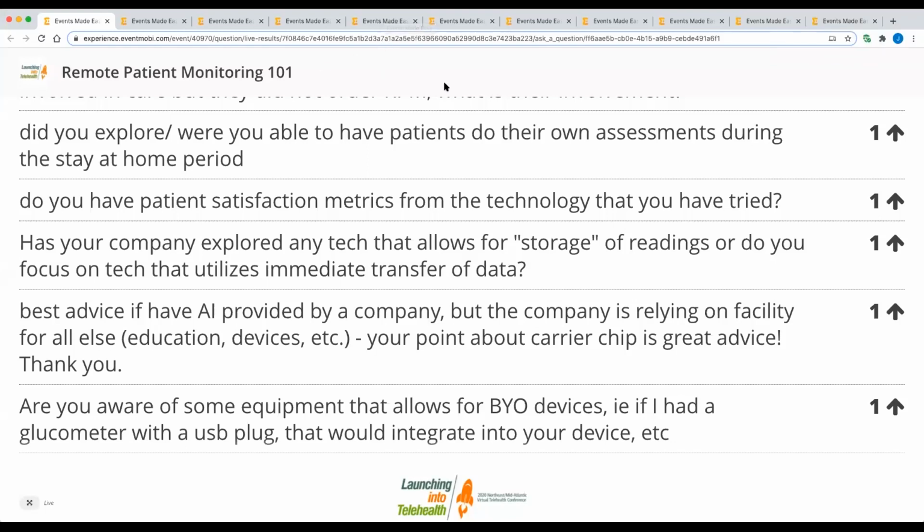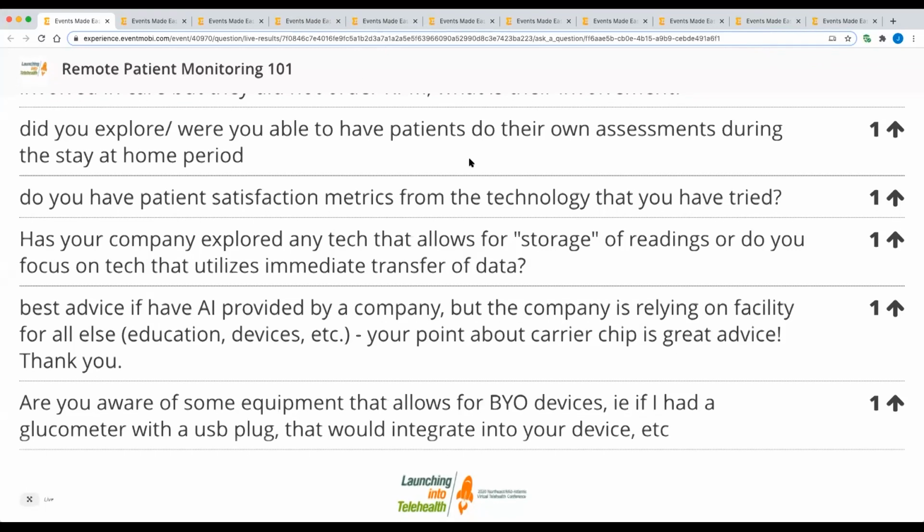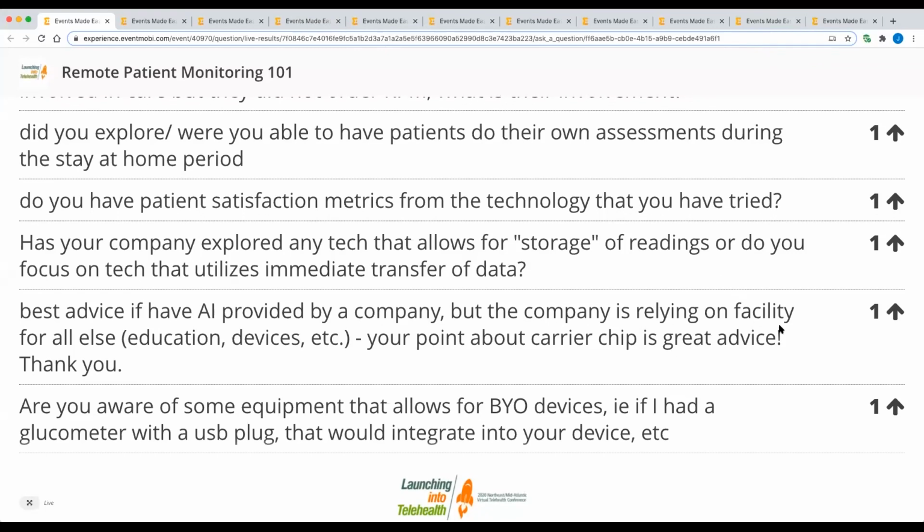I was reading them. We're on best advice if you have AI provided by a company, but the company is relying on the facility for all else: education, devices, etc. Your point about carrier chip is great advice. Thank you. Okay. I'm not sure I understand the question. If whoever asked that would like to be able to chime in. And yep, I'm working on it, Carol. So we're going to unmute you, and you should be able to go ahead and speak.